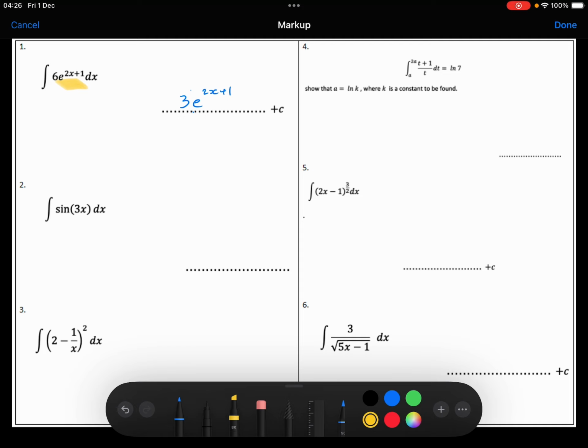Question 2. We've got sine 3x. We know that sine is going to integrate to be minus cos. But because of the 3 on the inside there, we need to divide by 3 because of the reverse chain rule. So we'll have minus 1/3 cos 3x plus c.